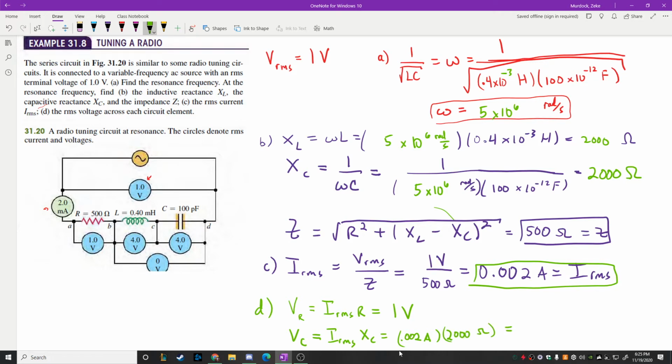What's that going to be? 3 decimal places, and then we multiply by 2, so 4. And this is also going to be the same thing that you get if you do V sub L, which is just going to be IRMS times XL, because XL and XC are the same. And there we go. Pretty straightforward. Anyone have any questions?